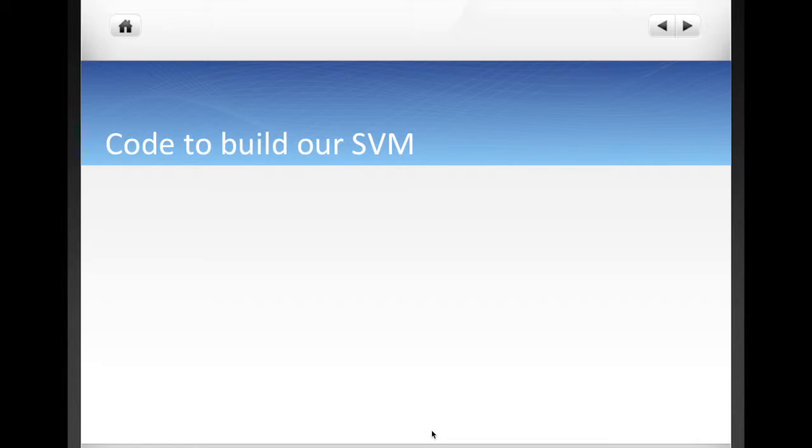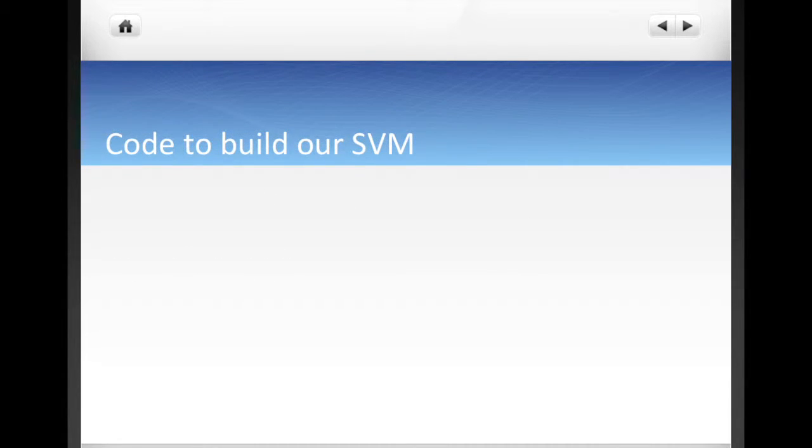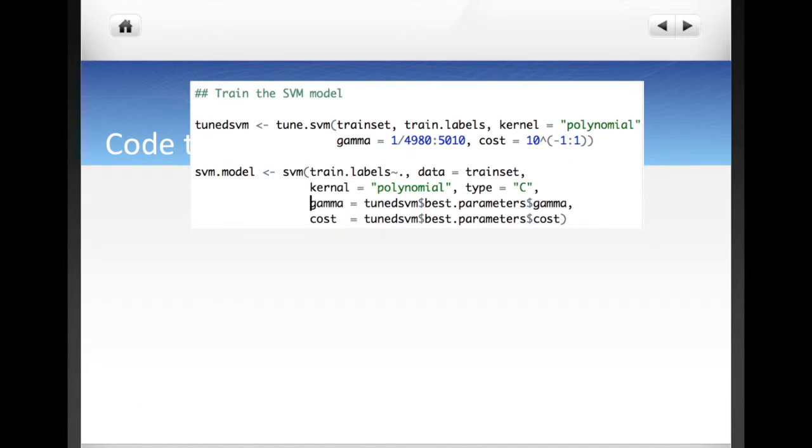In R, we first load the data, then merge it into a training set of 120 images and a validation set of 60 images. For the tuning part, I was using 30 different gamma values and 3 different cost values to try to capture the best parameters. So now let your program run.